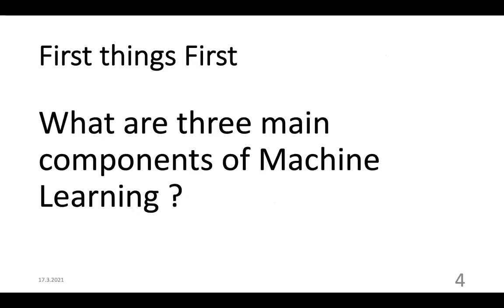But first things first, so what are three components of machine learning? Yes, good. So this is my main message in the whole course. Machine learning combines three components: data, a model, and the loss.